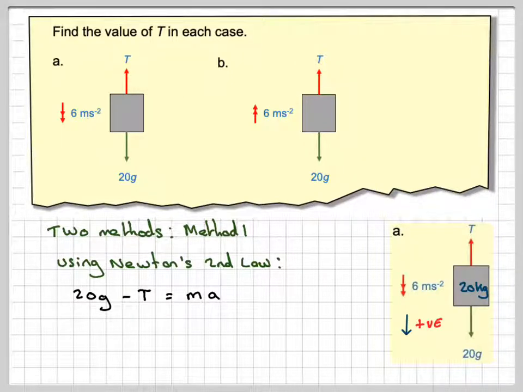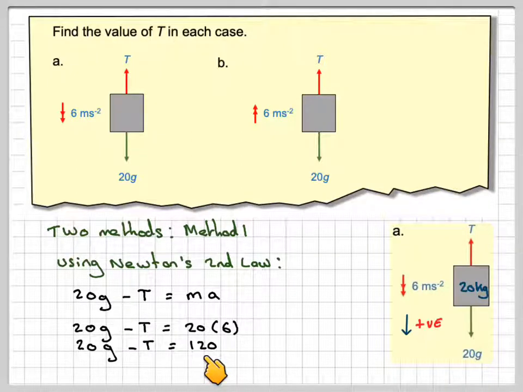Right, now substituting in, we've now got 20g minus T is going to be equal to 20 times my acceleration, which is acting downwards, and downwards is positive, so we're going to make that 6. And then we just work that out to solve the equation. So we've got 20g minus T is equal to 120. If we rearrange that, we get that T is 20g minus 120. Taking g to be 9.8 meters per second squared, we're going to get an answer of 76 newtons.